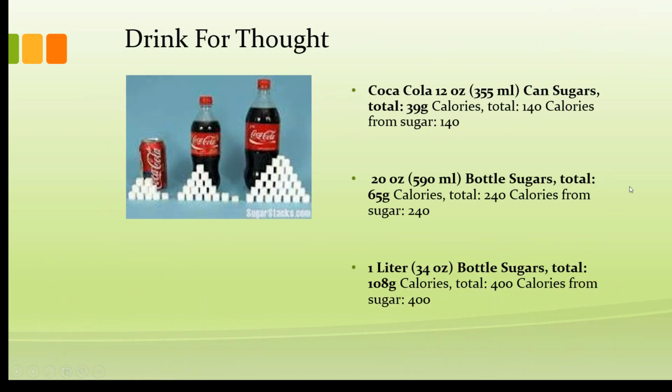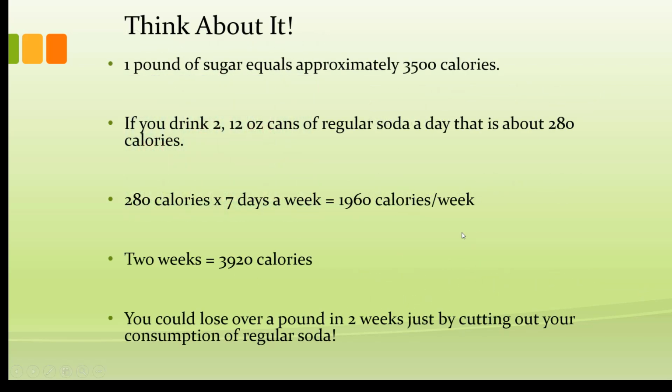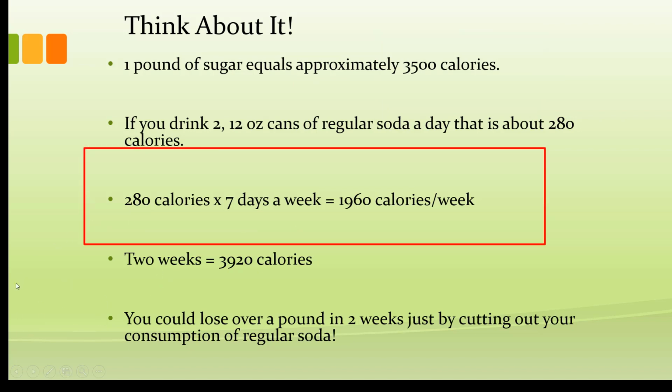So if you look at the different added sugars, as a drink for thought, you can see that a 12-ounce Coca-Cola has 140 calories from sugar, whereas a 20-ounce soda will have 240 calories from sugar, and 1 liter will have about 400 calories from sugar. A pound of sugar usually equals approximately 3,500 calories. So if you drink 2 12-ounce cans of regular soda a day, it's about 280 calories, and you multiply that by 7 days a week, and you'll get about 1,960 calories per week.